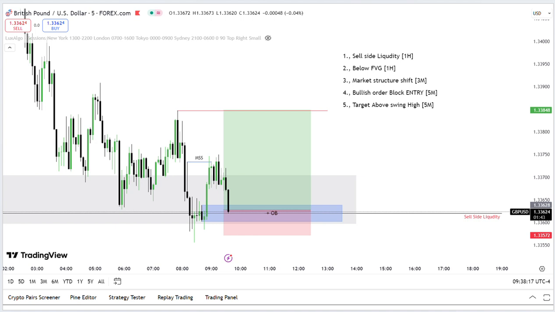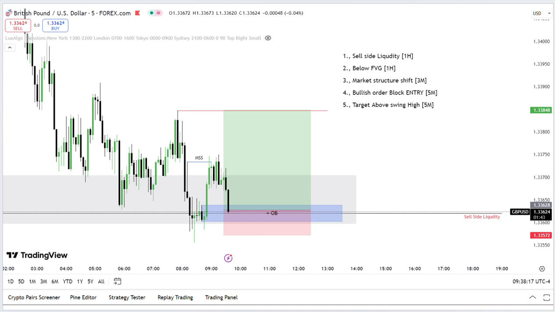The market is bullish. The bias is bullish. So I took a buy trade in GBP USD. First, I need to find my bias, and my bias is bullish.